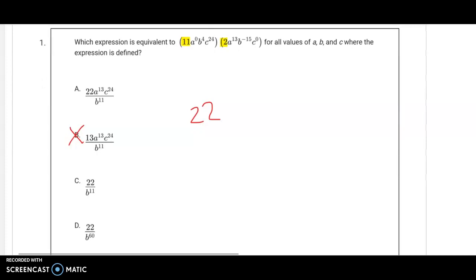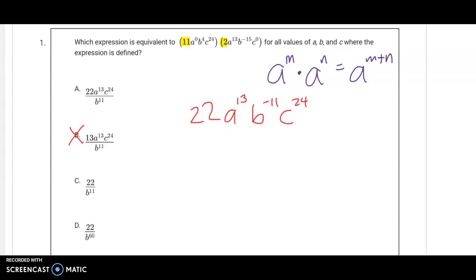And our rule for this on our formula chart states a to the m times a to the n is equal to a to the m plus n, which means we add the exponents. The numbers in front get multiplied, but the exponents get added. So if I'm looking at a, I'm adding 0 and 13 to get 13. Now I'm going to look at the b's. And so for the b's, we're adding 4 and negative 15. So 4 plus negative 15 is negative 11. And then for the c's, 24 plus 0 is 24.